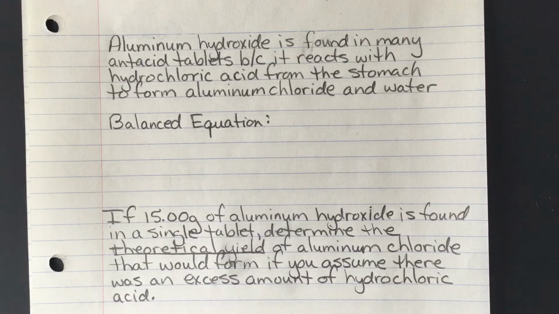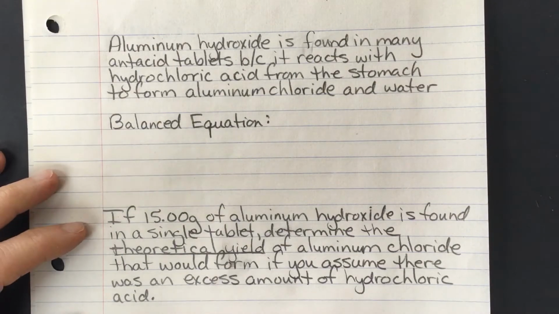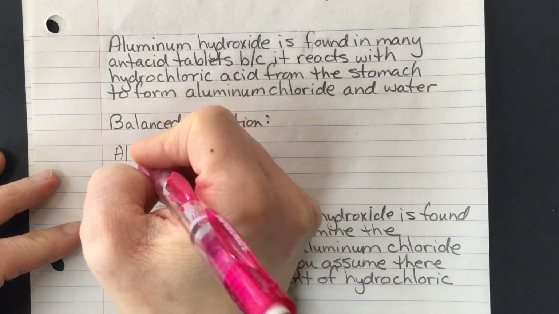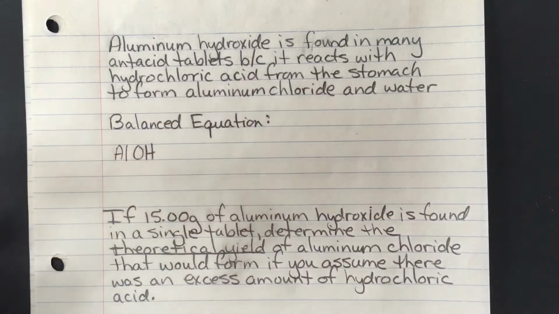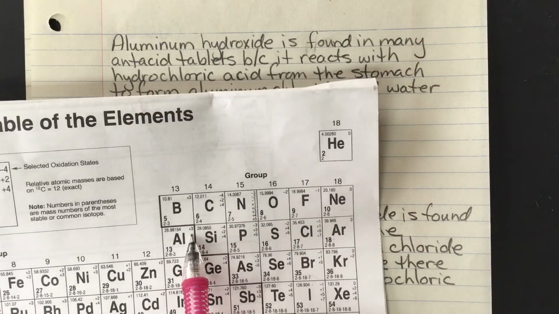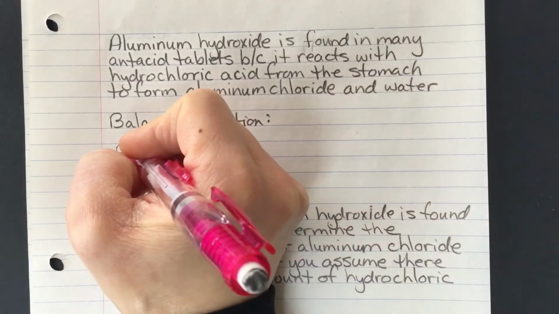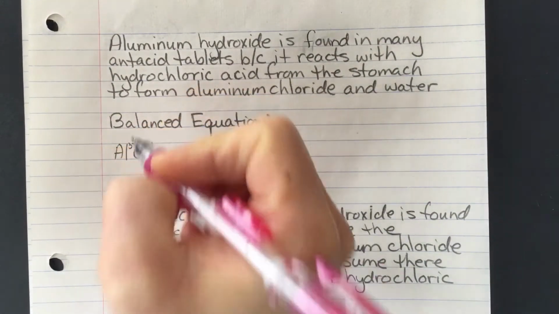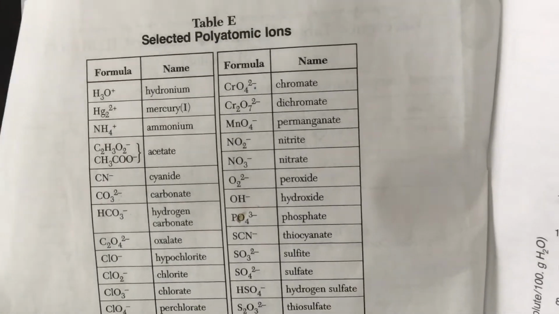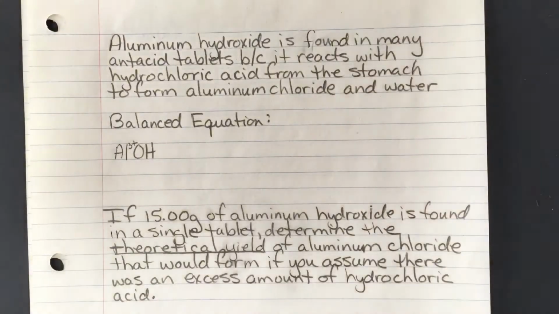So the first thing we need is a balanced equation. So this is a lot of review here. We have to get a formula for aluminum hydroxide first. So we know for this that we have aluminum, we have hydroxide. Now, we can't just write it that way. We have to go back and look at our oxidation numbers. Aluminum has an oxidation number of +3. Hydroxide, that's a polyatomic, so we have to go to our table E, it's right here, charge of -1.